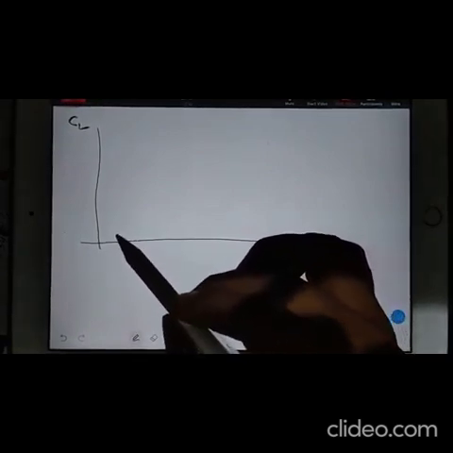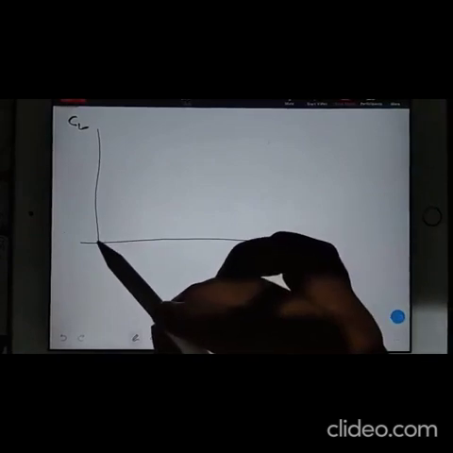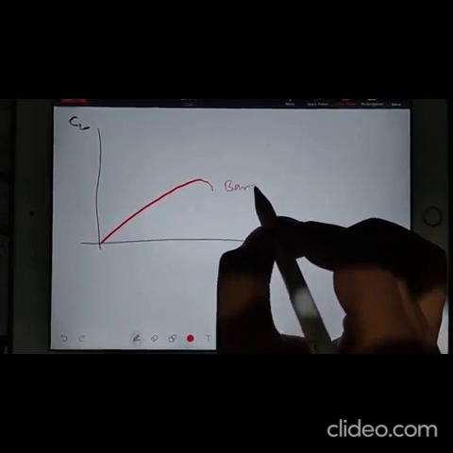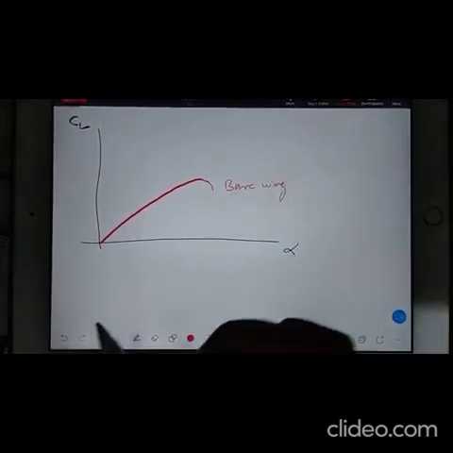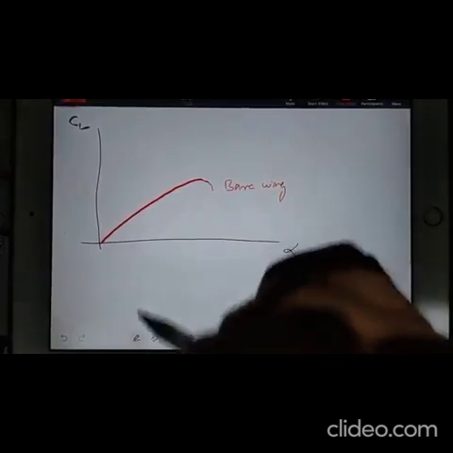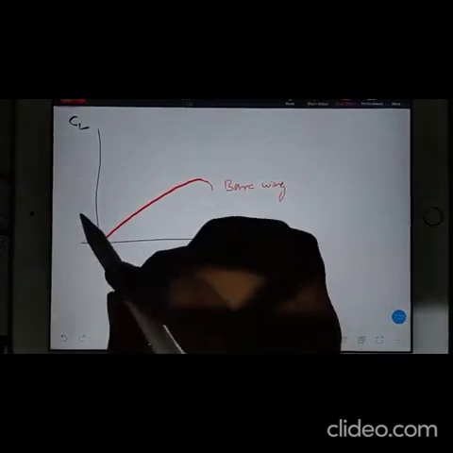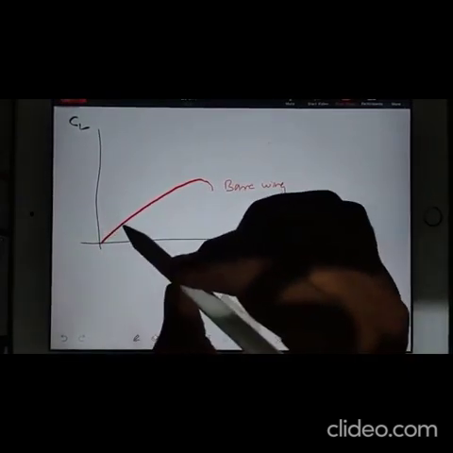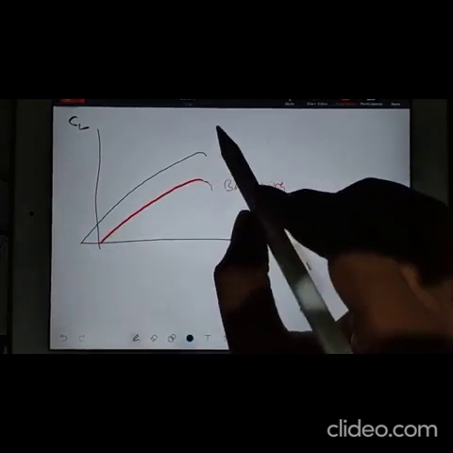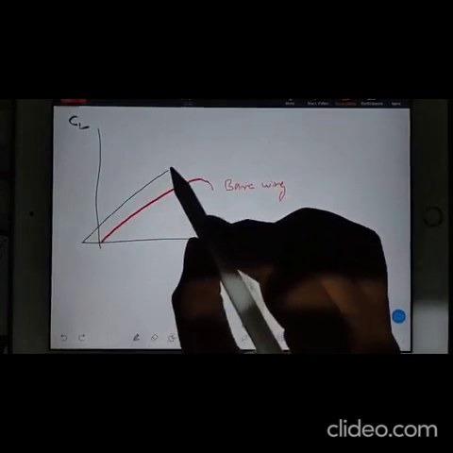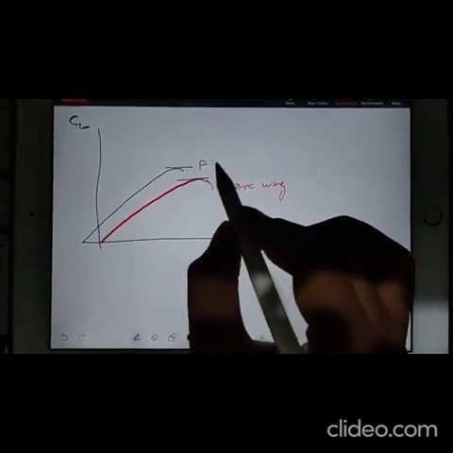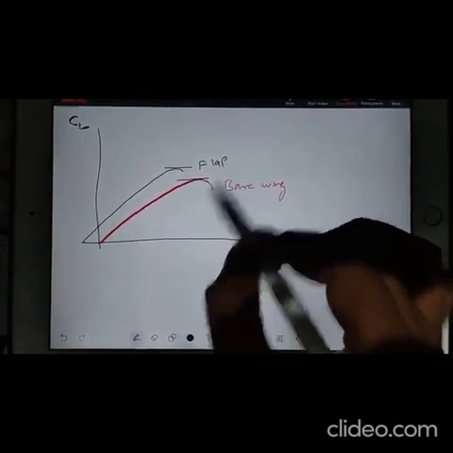and first you draw like this, and this you call bare wing. Bare wing means we are not using any flap there. Then you have to use plain flap. In plain flap the slope will not change, only CL will be more. Like here you can see CL, here you can see CL. So the name is plain flap.